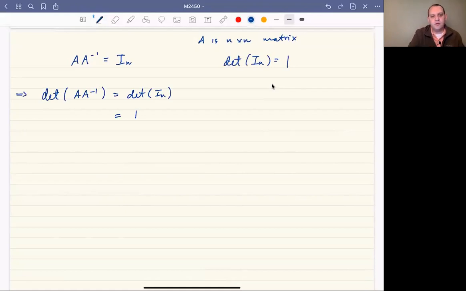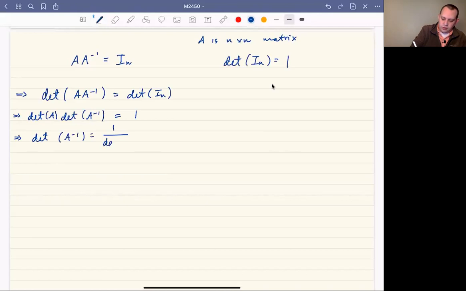But also we know that the determinant of a product is the product of the determinants. So we can write this as the determinant of A times the determinant of A inverse equals 1. If we divide both sides by the determinant of A, we get a formula for the determinant of A inverse: 1 over the determinant of A. One more piece of evidence that if the determinant of A is 0, we're going to have problems with the inverse. That's a nice quantitative way to make that connection.